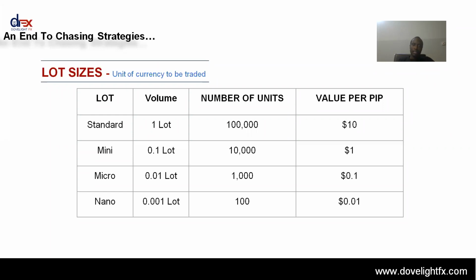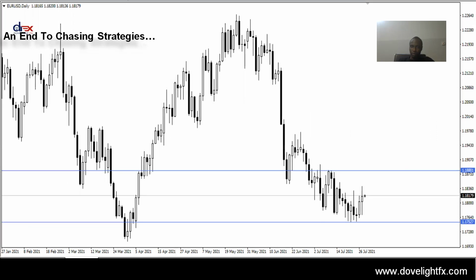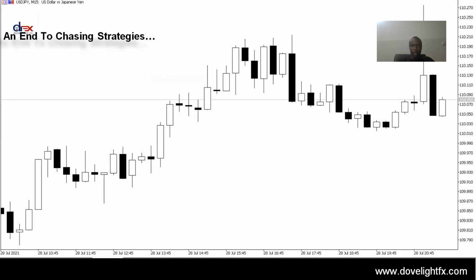Our lot size, as we can see from our slide, is said to be the unit of currency to be traded. Don't let the unit confuse you. I'm simply talking of the volume of our currency, the volume of currency to be traded. Let me go back to this slide now. You can see the USD JPY. Let's assume the USD JPY is 110.130.